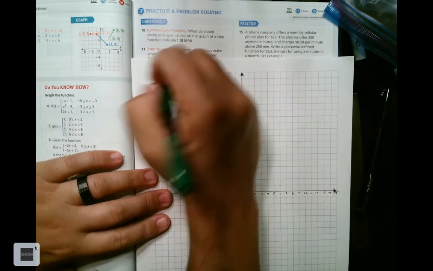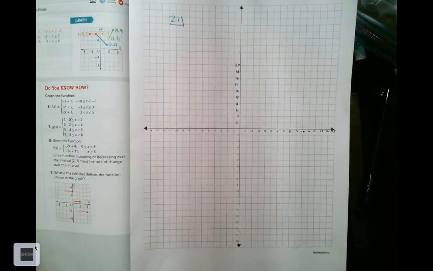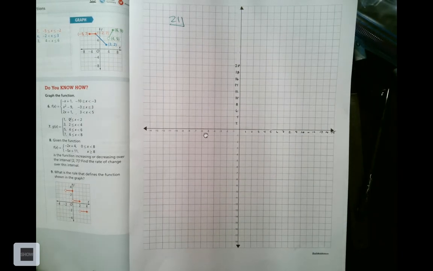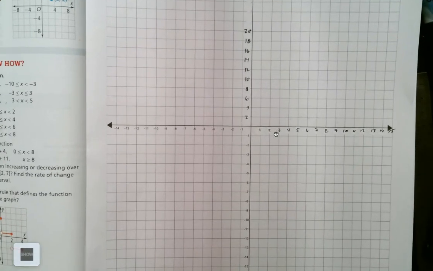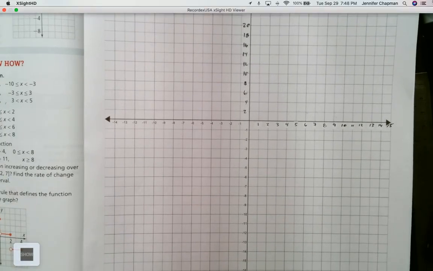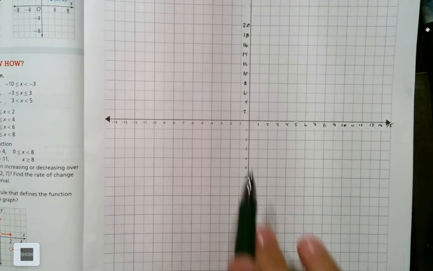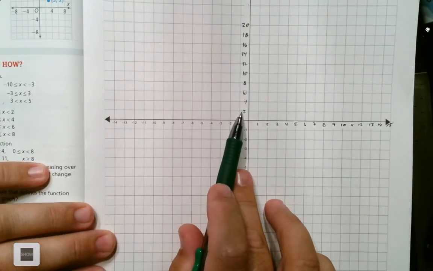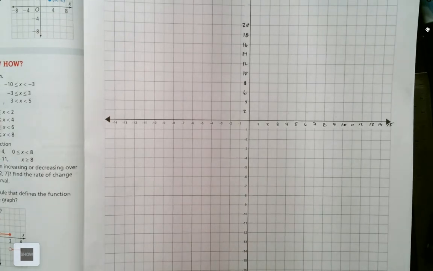So this is number 21. Let me zoom in a little bit here. You can see that I adjusted my graph a little bit to make sure that it fits on here. My x-axis is jumping by ones. My y-axis is jumping by twos. The reason why is because otherwise I would have been off my graph when I hit that $20 mark. So I had to readjust that. So if I remember correctly, for each half hour, you're paying $4.